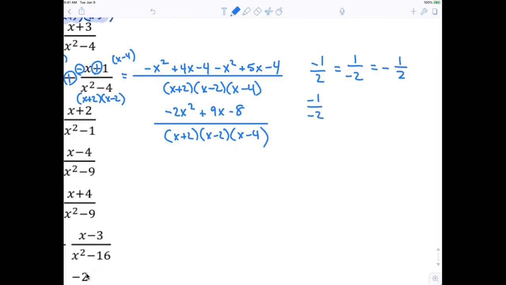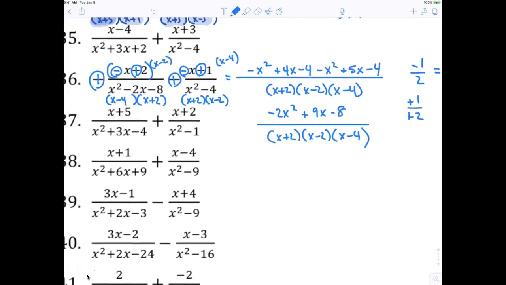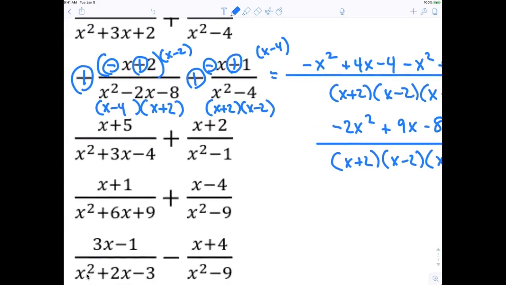If you distribute a negative on the top and bottom, you've just distributed a positive, right? Why were the middle terms positive instead of negative? Because I multiplied. Remember, this together is a positive 2, and this makes positive 2. You've got to look at the signs.